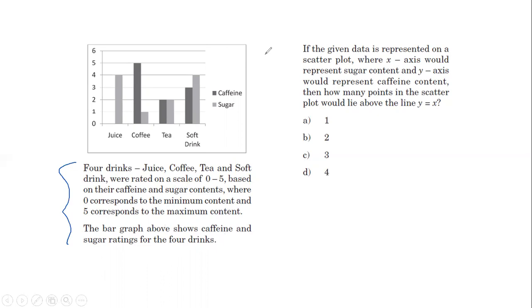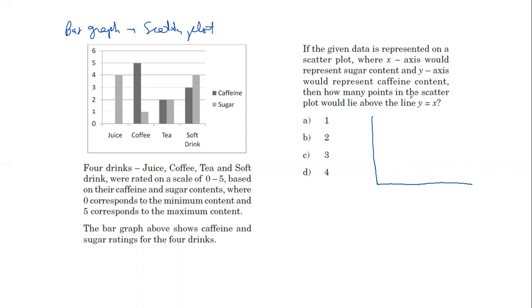Now let's read the question, what they want me to do with this bar graph, what values I have to extract from this graph. If the given data is represented on a scatter plot where the x-axis would represent sugar content and the y-axis would represent caffeine content. So basically they want me to represent this data in a scatter plot. So I have to convert the bar graph into a scatter plot, where the x-axis would represent sugar and the y-axis would represent caffeine.